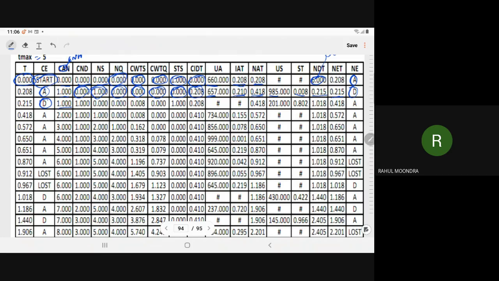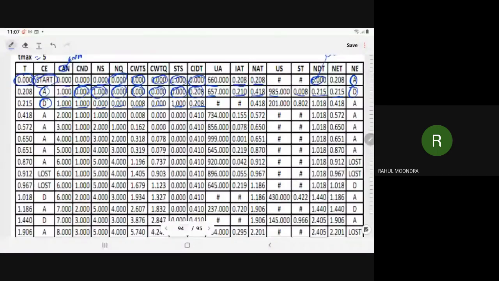Here the CNA will be 1, CND will increase by 1, right? Now NS is equal to 0, NQ is equal to 0, and you have to update the total CWTS. Again, because there is no customer, the server will become idle. So now we have to update the IAT.